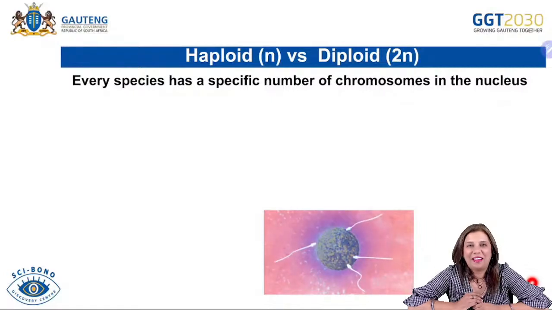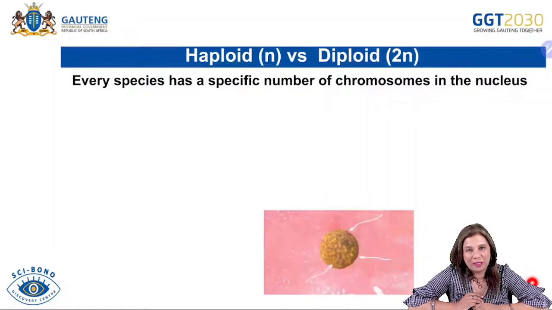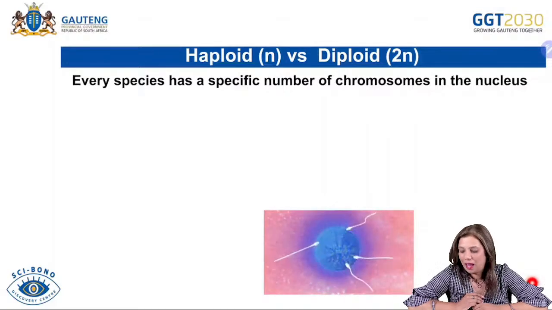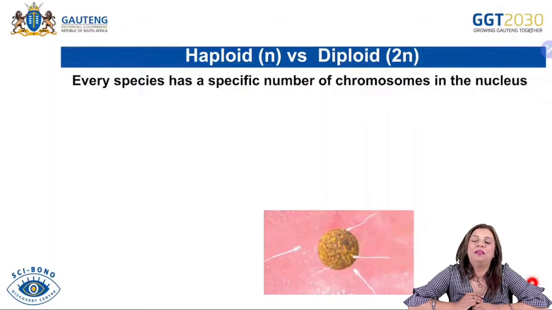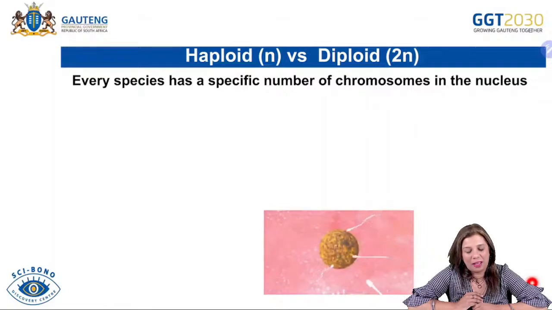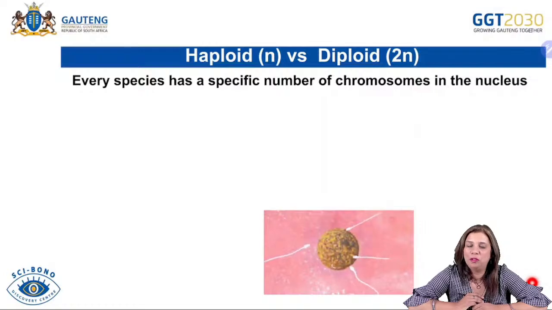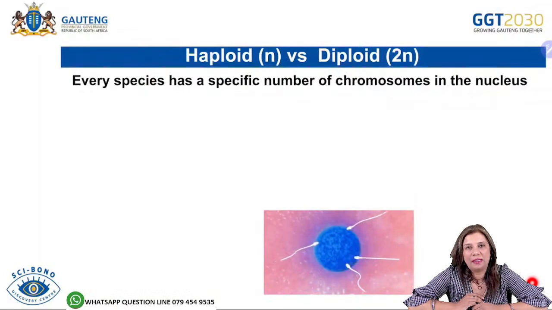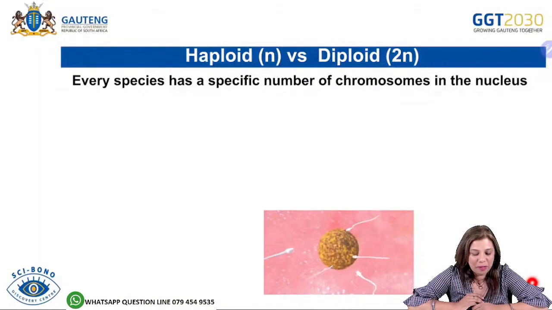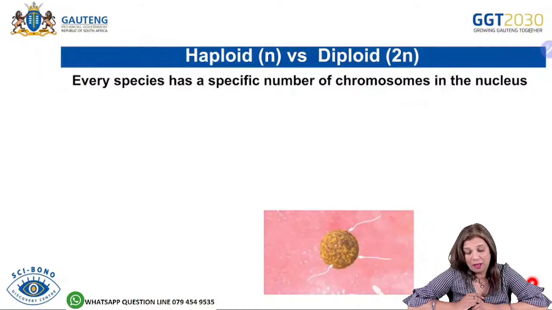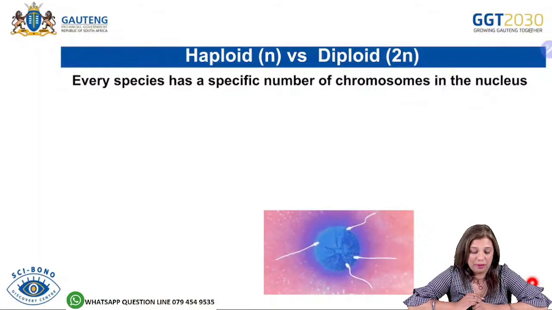And we are back, grade 12s. Welcome back. The next part of our work, we're going to discuss the difference between haploid and diploid. So we know that every species has a set number of chromosomes. In humans, we like to talk about humans because it's easy for us to relate to. So humans have 46 chromosomes, which is 23 pairs of chromosomes. Every species has a specific number of chromosomes in the nucleus.